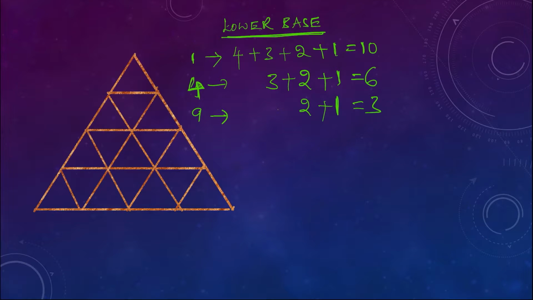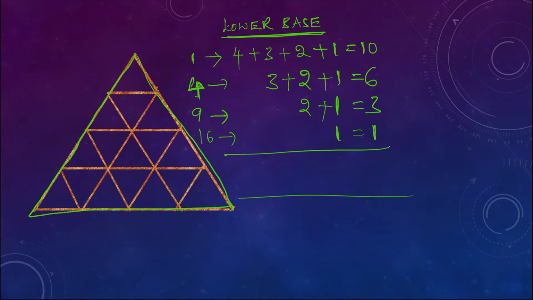So now come to 16 smaller triangle combinations, lower base. This is the only entire unit you have to take. That is 16 triangle combinations, so this is only 1. So total how many lower base triangles are there? 10 plus 6 plus 3 plus 1. So now I am going to count the upper base triangles.